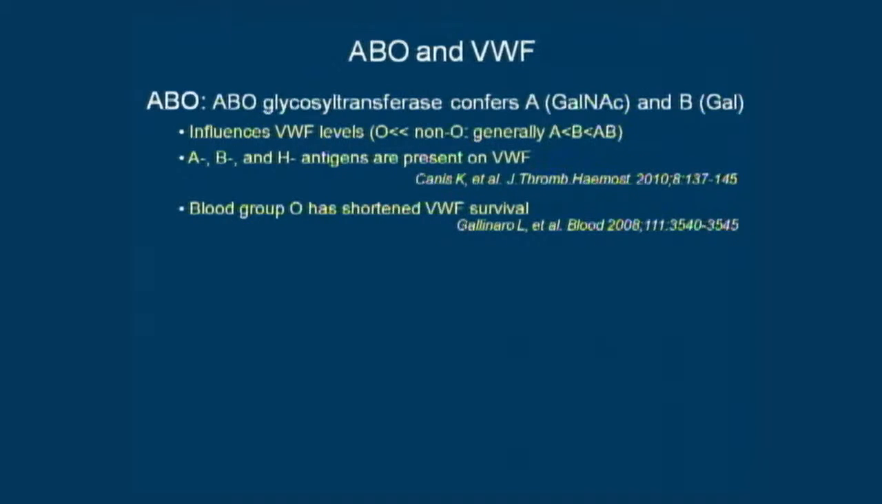So ABO is a glycosyltransferase that puts on a GalNAc, which is the A residue, or a galactose, which is the B residue. We know ABO influences von Willebrand factor level, and we know that the glycans are present on von Willebrand factor. So that makes it nice in that you can think that it is during post-translational modification of von Willebrand factor in the Golgi by ABO that you are maybe impacting von Willebrand factor. But it doesn't change how much VWF is made or secreted.